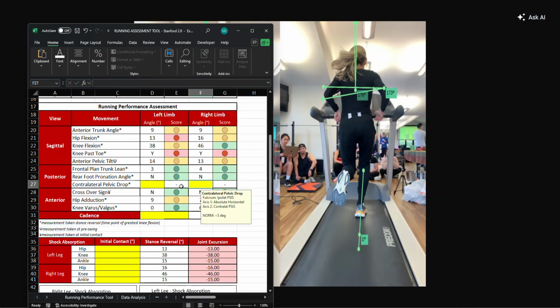That's very good. And then contralateral pelvic tilt. So 173 versus our 180, right? So that would put that at 7 degrees during stance.